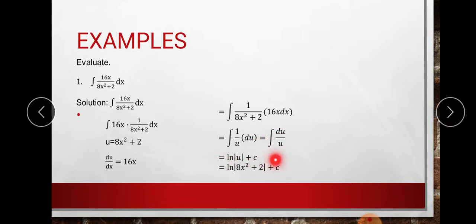So the result of the integral of du over u is ln the absolute value of u plus c. We know that u is equal to 8x squared plus 2, so we must substitute. So the final answer is ln the absolute value of 8x squared plus 2 plus c. This is the final answer of example number 1.